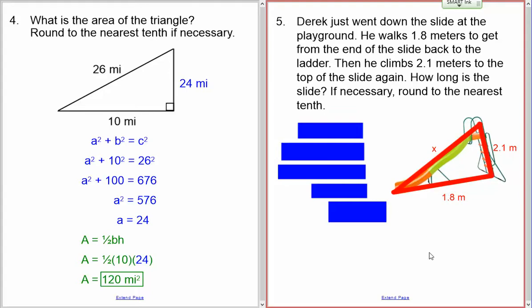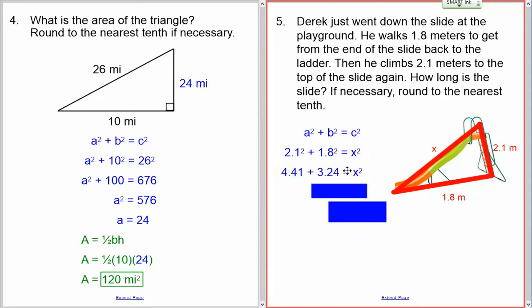So he walks 1.8 meters to get from the end of the slide back to the ladder. So this is 1.8. He climbs a 2.1 meter ladder. We're trying to find the hypotenuse here. So we've got the Pythagorean theorem: leg squared plus leg squared equals hypotenuse squared. 2.1 squared is 4.41. 1.8 squared is 3.24. You add those together, you get 7.65. That means the length of the slide is about 2.8.